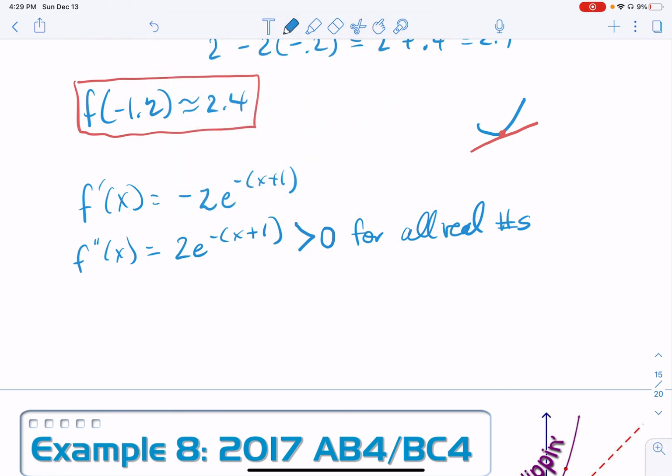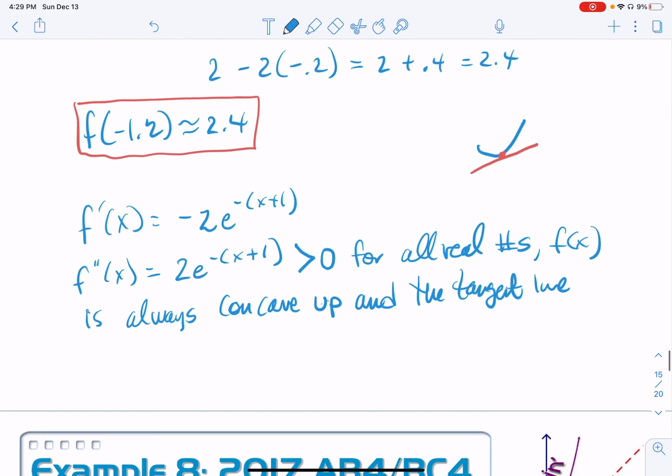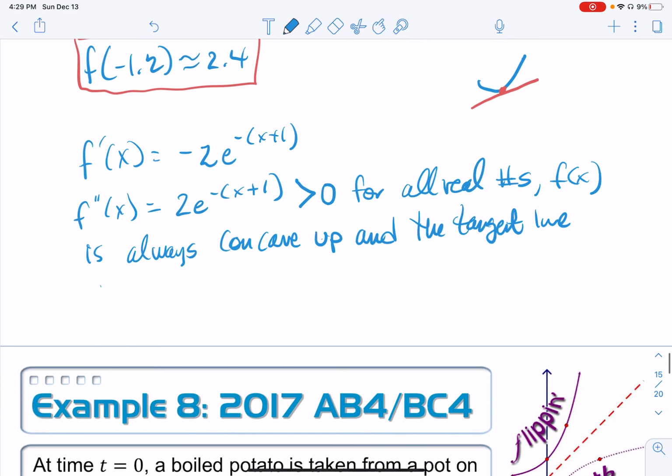So since our second derivative is greater than 0 for all real x, f of x is always concave up, and the tangent line under approximates the value of the function.